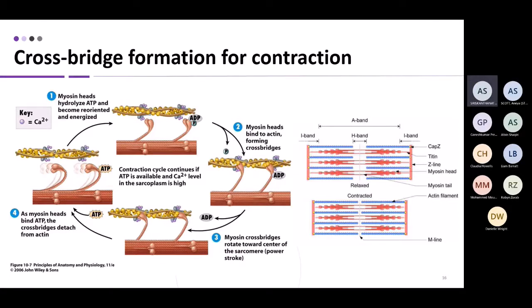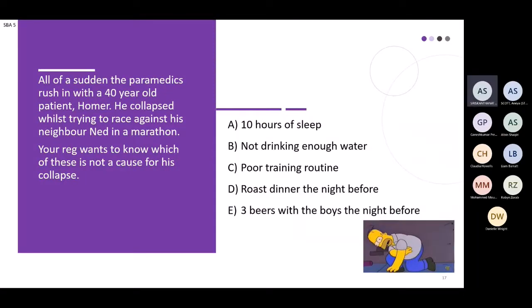Okay, so next SPA here. All of a sudden, the paramedics rush in with a 40-year-old patient, Homer. He collapsed whilst trying to race against his neighbour Ned in a marathon. Your Reg wants to know which of this is not a cause for his collapse. So I'll open up the polls.